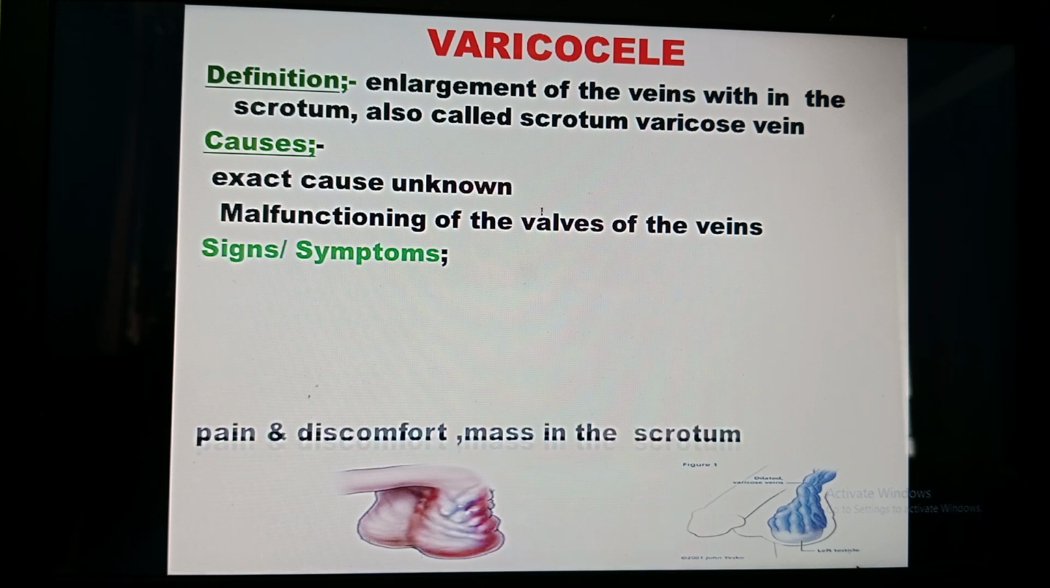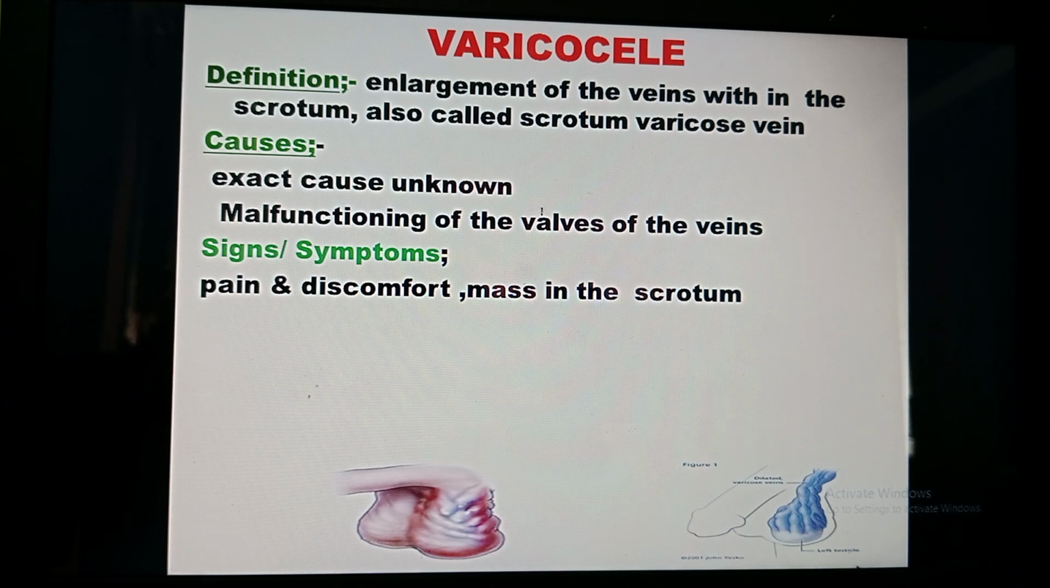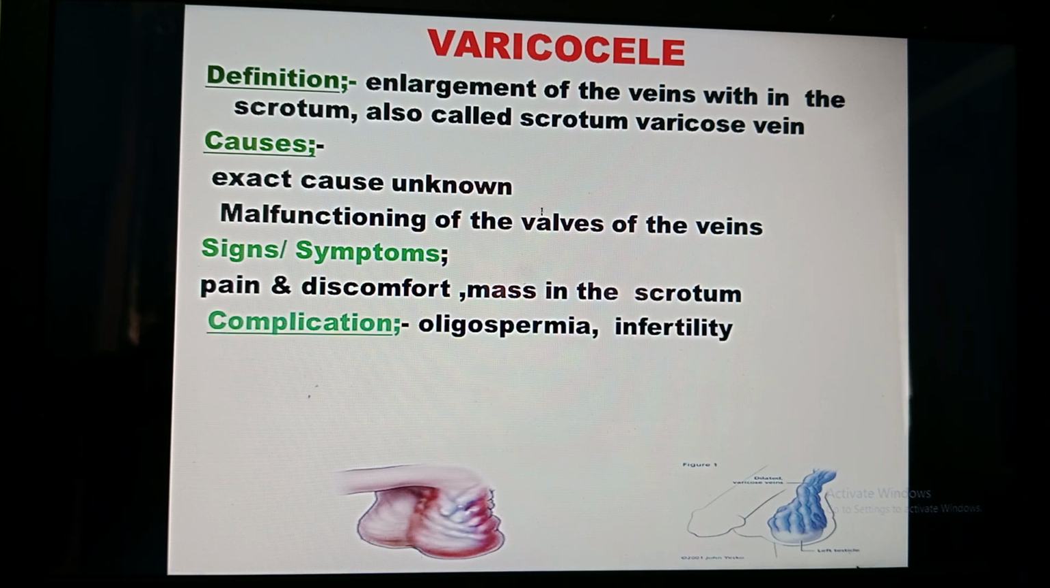What may be the signs and symptoms? Pain and discomfort, and a mass in the scrotum. When the client touches, he could feel some kind of mass, so it leads to discomfort. This varicocele itself leads to complications, such as oligospermia. Because the veins are dilated, the testicle will not grow properly, so it leads to oligospermia, meaning less sperm production. Due to that, the man has infertility, meaning he is unable to give a child to his wife.